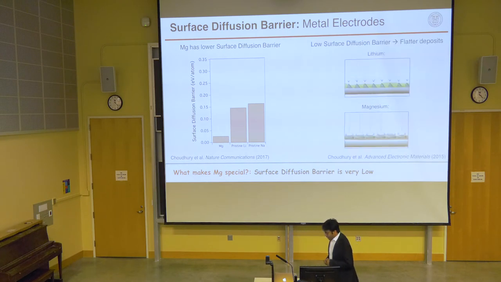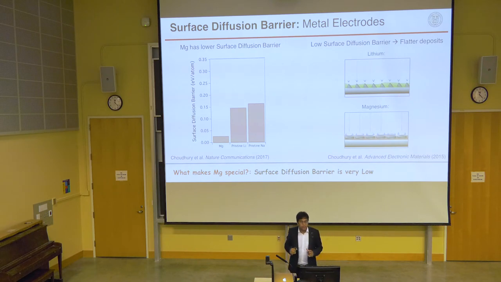What happens here is that if the surface diffusion barrier is higher, then the ions would tend to deposit along the field lines to form these sharp nuclei. However, if the surface diffusion barrier is lower, the ions can easily migrate on the surface, and it will deposit in a much flatter manner like that.